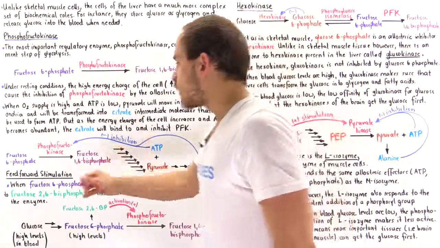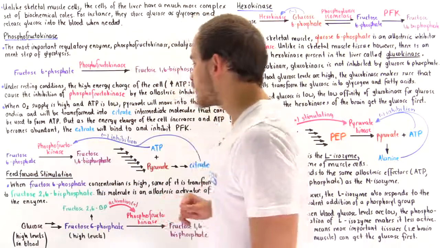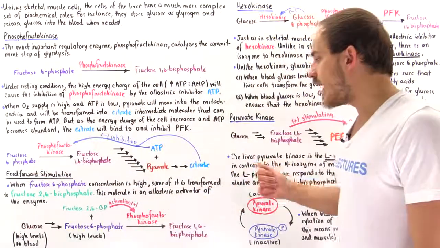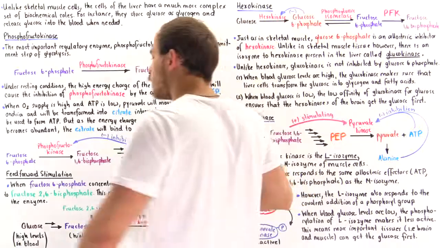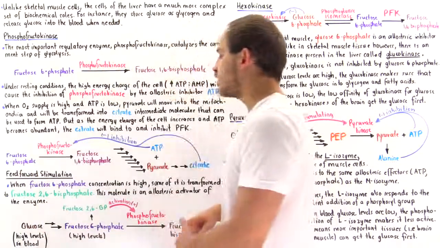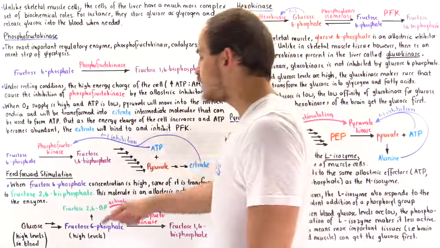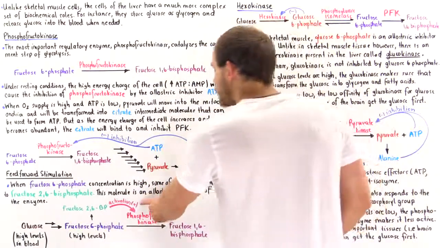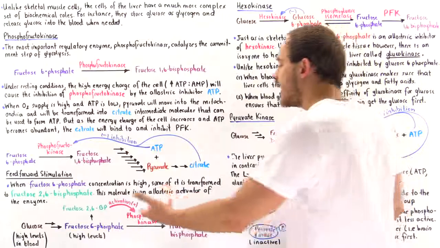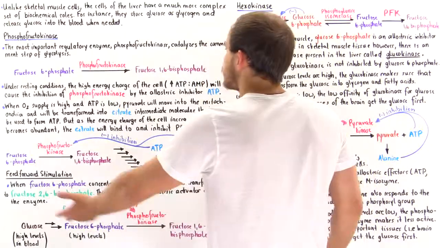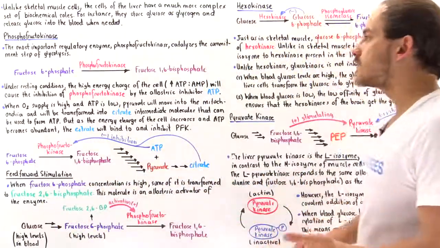phosphofructokinase enzyme. So once again, when fructose 6-phosphate concentration is high, some of it is transformed into fructose 2,6-bisphosphate, and this molecule is an allosteric activator of the enzyme. It binds to that enzyme, stimulates its activity, and it continually carries out this process quickly and effectively.